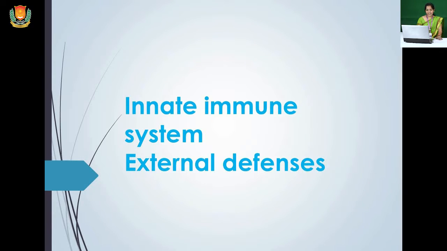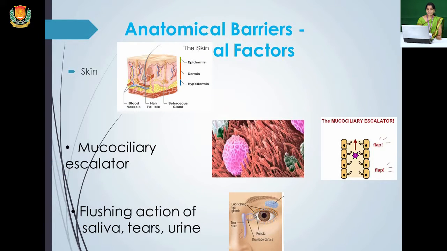Now, innate immunity, as I have told you, can be external or internal. External includes skin. Our entire body is covered by skin. Skin has dermis, epidermis, and sebaceous glands.